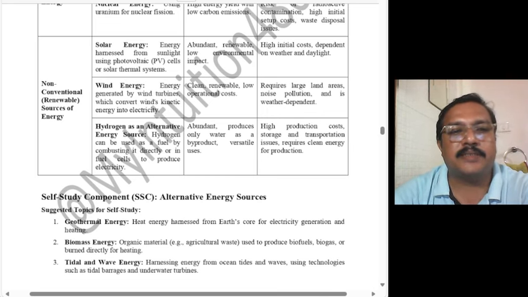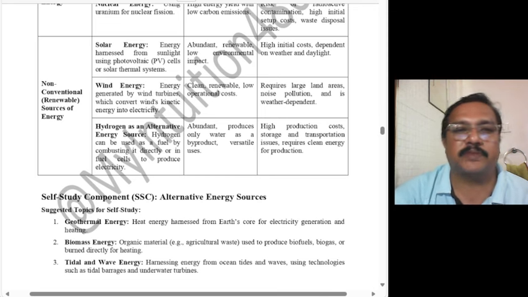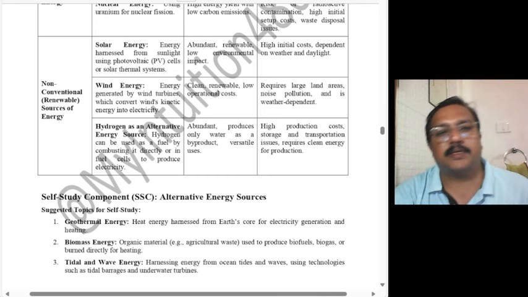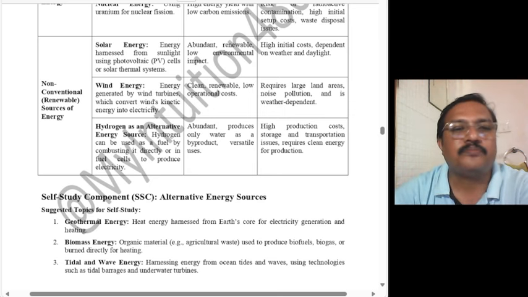So the advantage is that solar energy is abundant during daytime and will never run out. It has very low environmental impact. The limitation is that it is very expensive to set up. So research is now going on to make it less costly, like the PV photovoltaic cells, as well as increasing the efficiency of such devices.